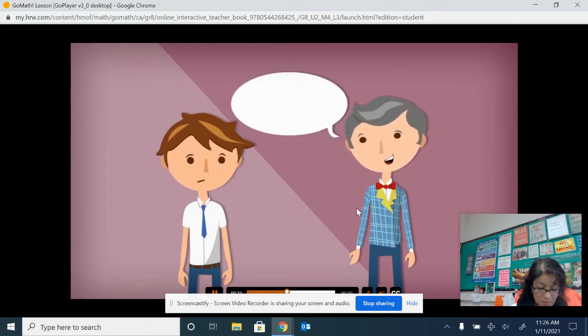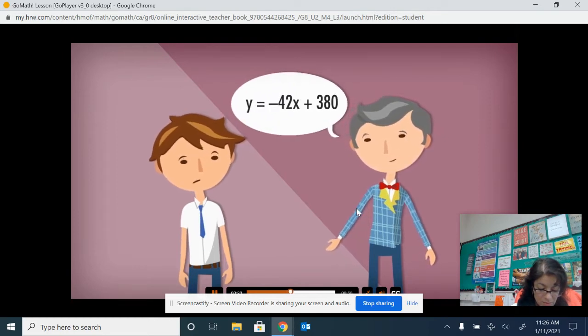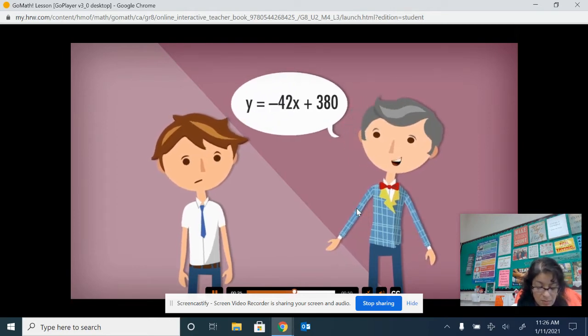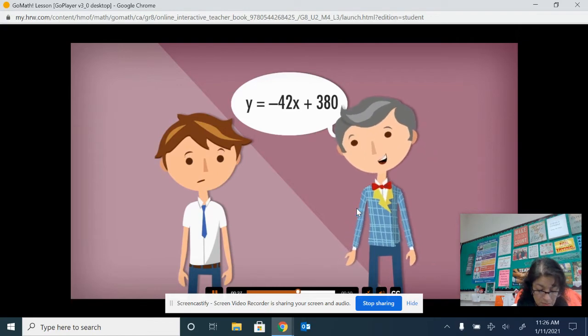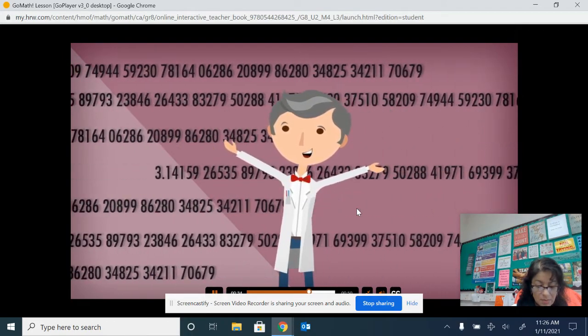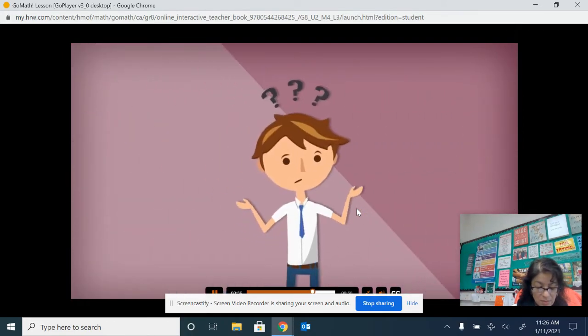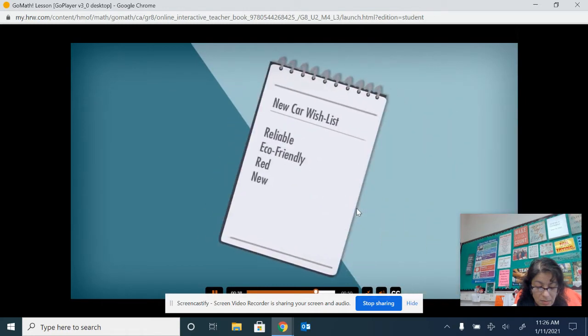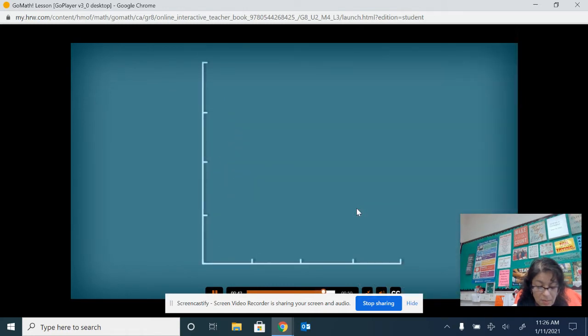Instead, the car salesman tells him that the equation y equals negative 42x plus 380 represents the number of miles y you can still travel after using x gallons of gas. Whoa, this guy should have been a mathematician. Or is there something he's not telling Jeff? Can you use this equation and help Jeff to figure out if this is the right car for him? This lesson will show you how to use the slope and y-intercept to graph the relationship between the amount of gas used and the distance traveled.